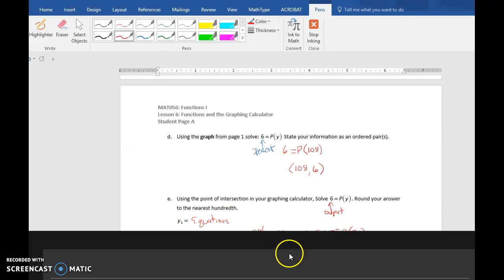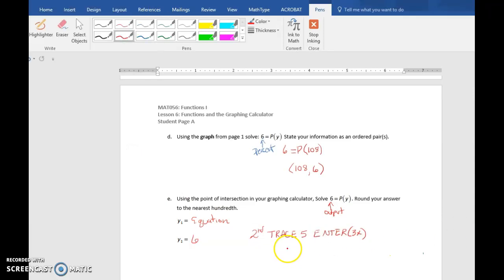And so it's asking us to solve, so we know it's y equals 103.15 years, or the other way we can write this is 6 equals P of 103.15.